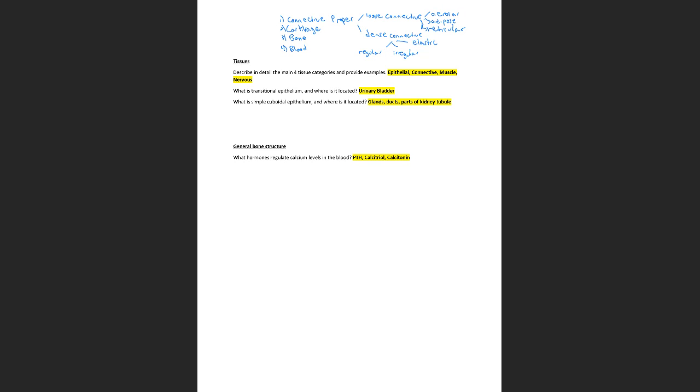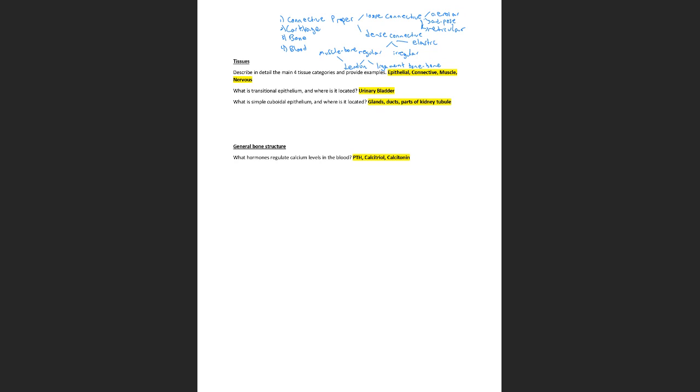Then regular is divided into tendons and ligaments. Okay, tendons is muscle to bone, ligaments are bone to bone. These are the classifications of connective tissue. I believe he did test you guys on this, but just in case.